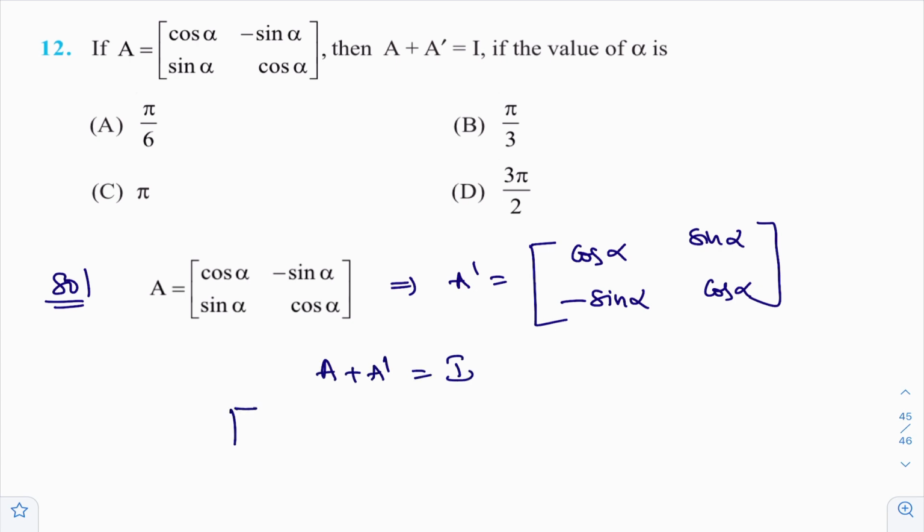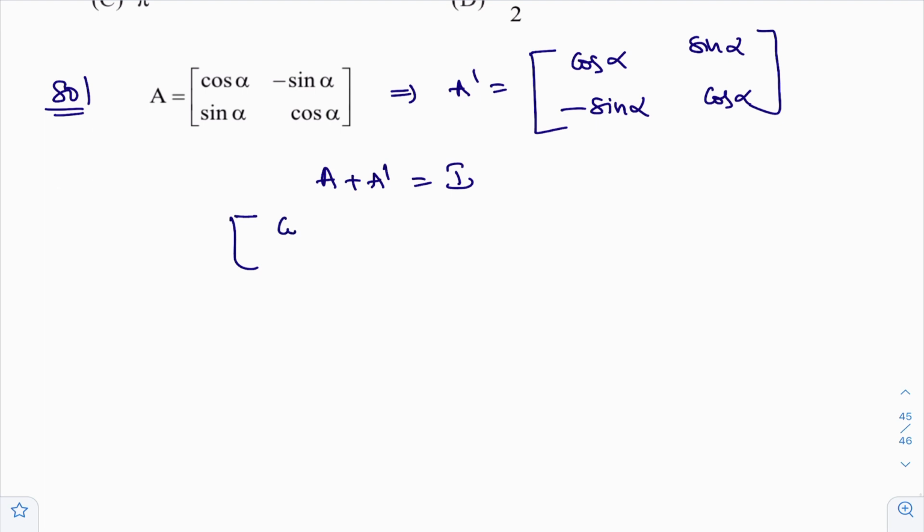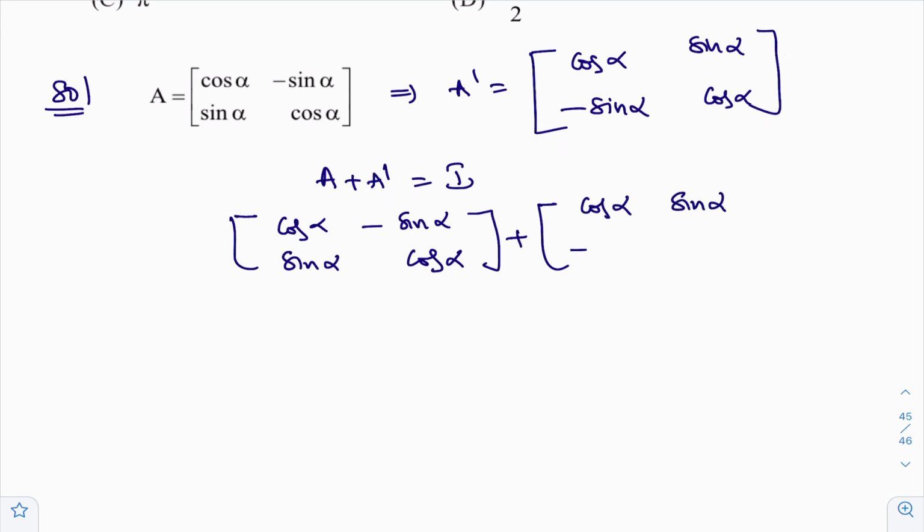What is A? Cos alpha, minus sine alpha, sine alpha, cos alpha, plus A dash. What is A dash? A dash is this one, right? Write that: cos alpha, sine alpha, minus sine alpha, cos alpha, equal to what? Equal to identity matrix of order 2, right? The identity matrix of order 2: 1, 0, 0, 1, okay?